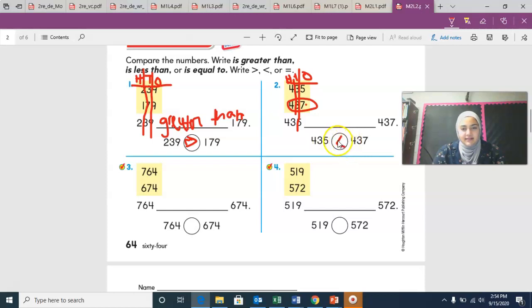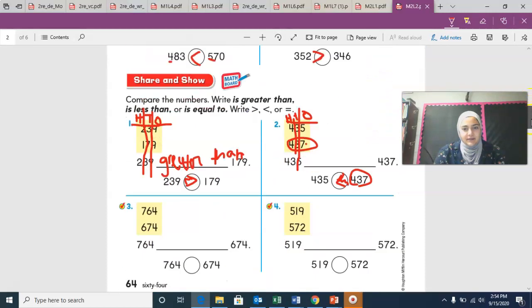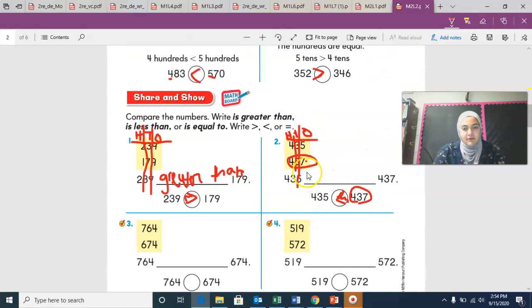The alligator is eating this way. Right, here's his teeth. He's eating that number, 437, because it's greater. So when you read this, you would read it saying 435 is less than 437. How did you know that? Go up there and look. It's right here. If you use this sign, this is the less than sign. So here you would write what? You would write less than. Right? Okay, moving on.